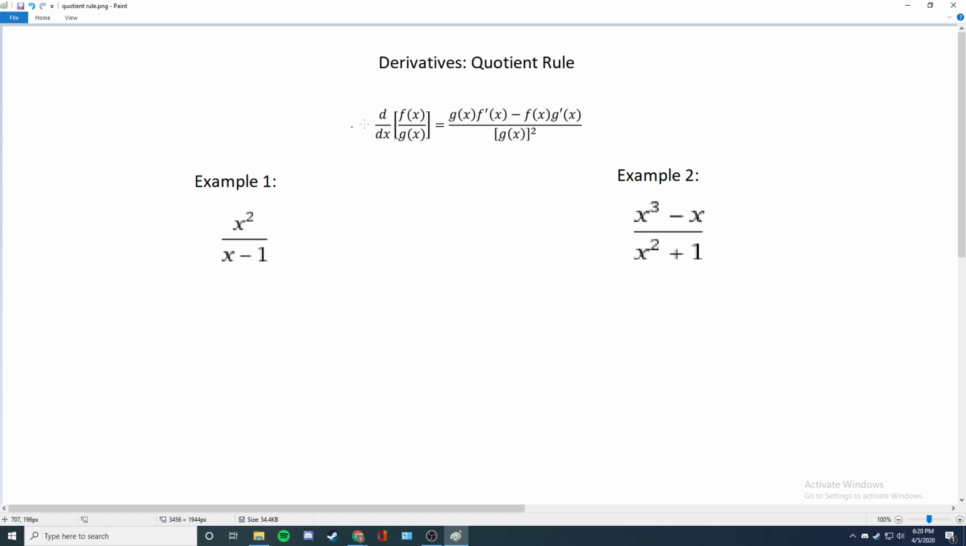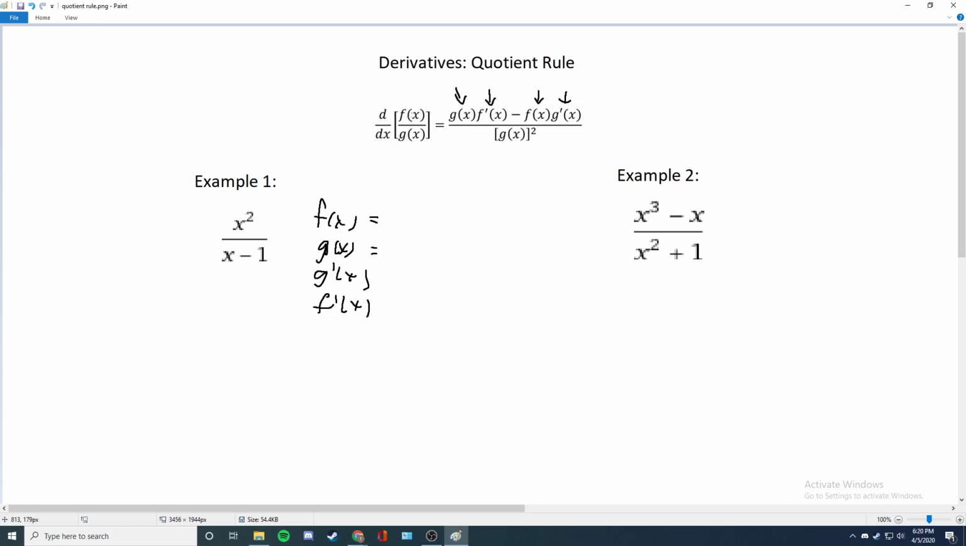the quotient rule. If you look at the rule itself, we need four main pieces: g of x, f prime of x, f of x, and g prime of x, where the primes are just the derivatives of those functions. In order to find each of those four pieces, we're going to take the numerator and the denominator and assign them to each of the pieces that we need.